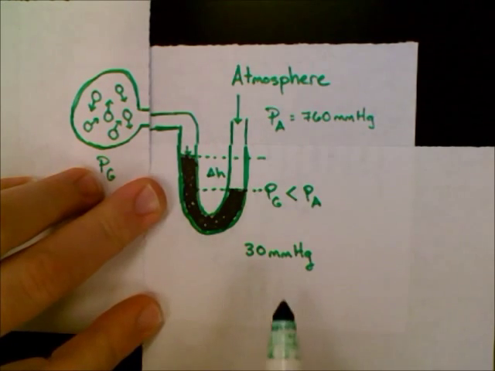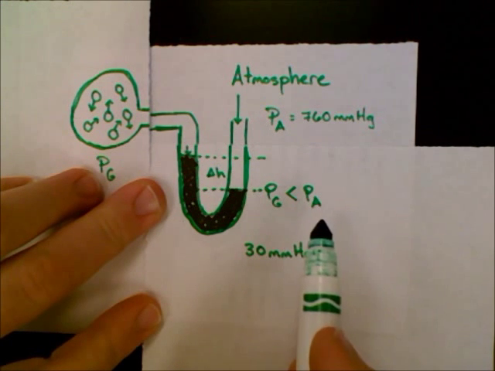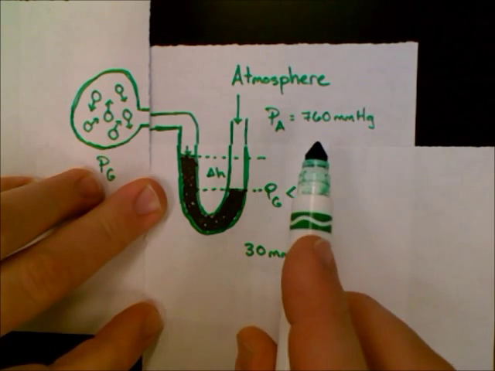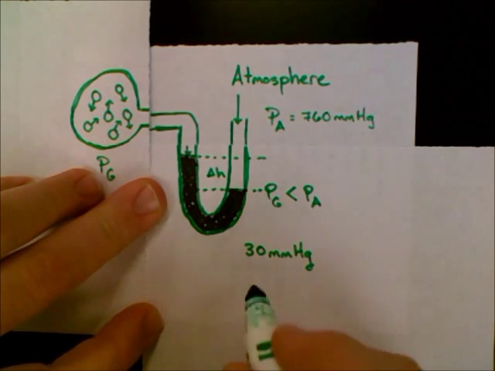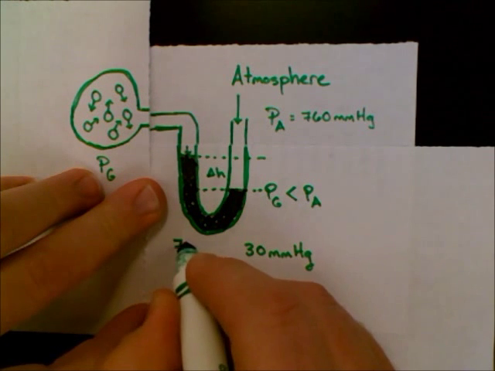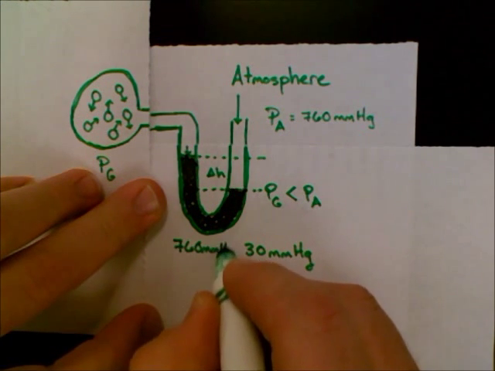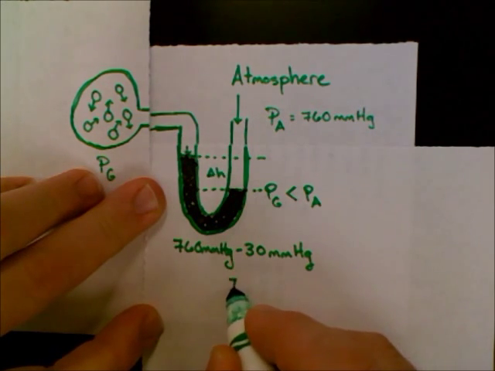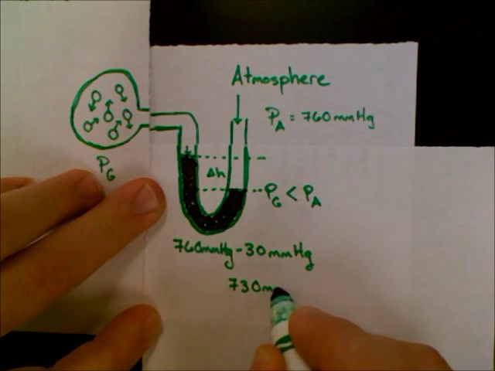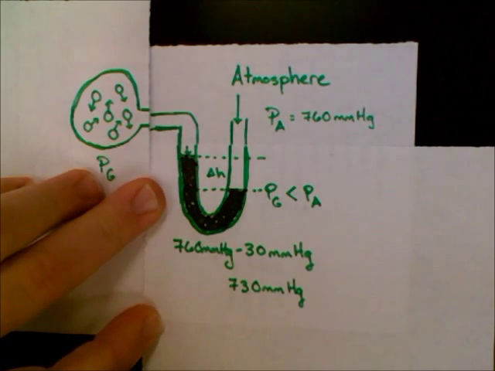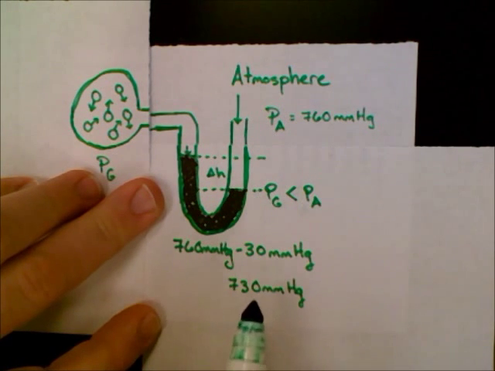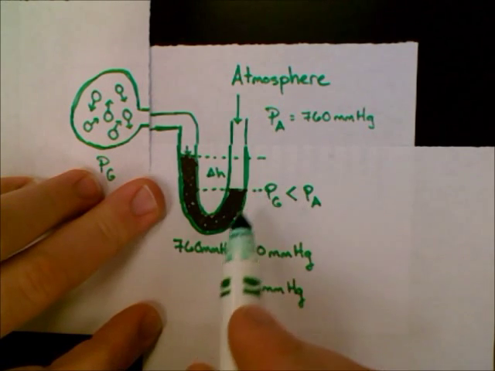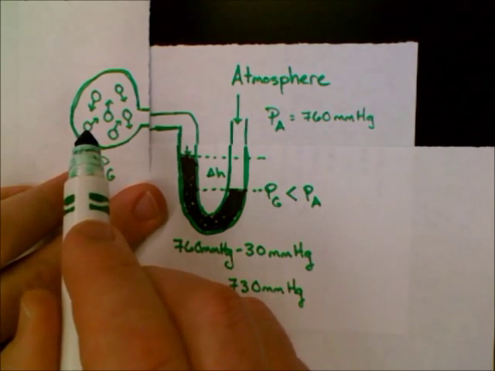Now this time, the gas is lower than the atmosphere. So instead of adding that 30 to the pressure of the atmosphere, which is still 760 millimeters of mercury, I'm going to subtract the two. 760 millimeters of mercury minus 30 tells me that my pressure is 730 millimeters of mercury. Again, the pressure of my gas is less, and I see that because the mercury is being pushed by the atmosphere up towards the gas.